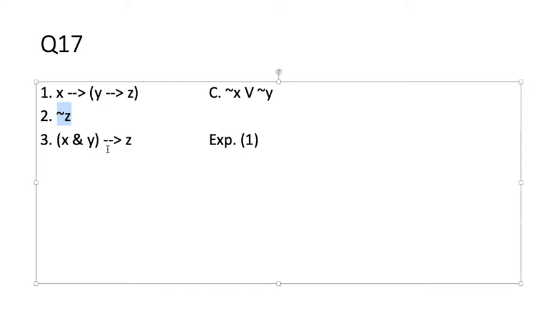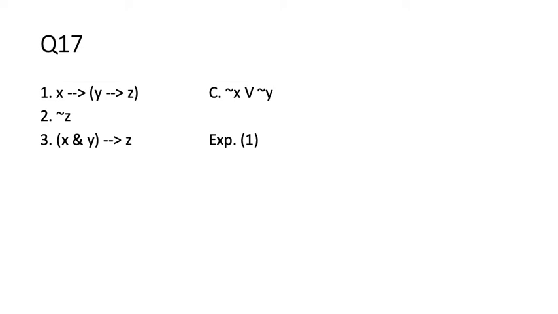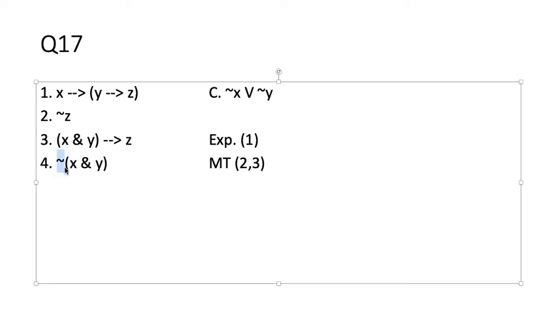Okay, and that's really nice because now I can do modus tollens. I have not Z there, and I have a conditional, the consequent of which is just Z. So I can use modus tollens on lines 2 and 3 to show that not X and Y is true. And now I'm really close to the conclusion because if I just do De Morgan's on line 4, the negated conjunction becomes not X or not Y.